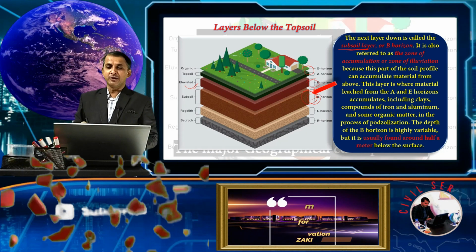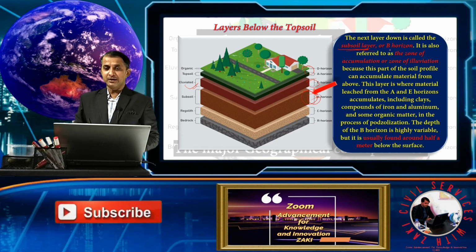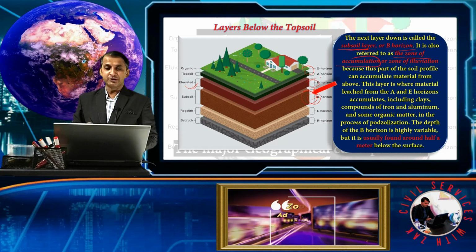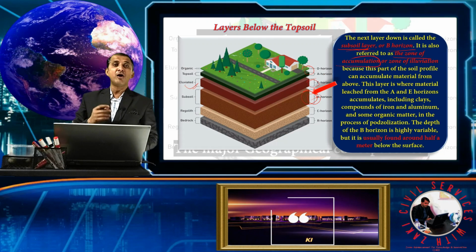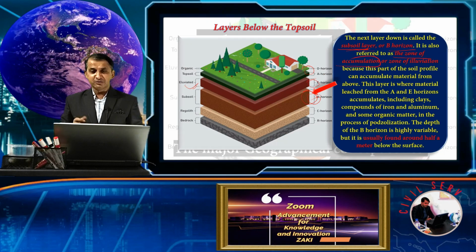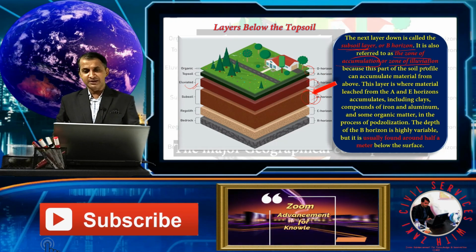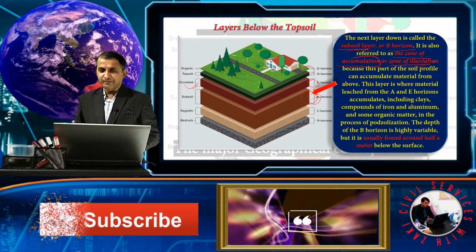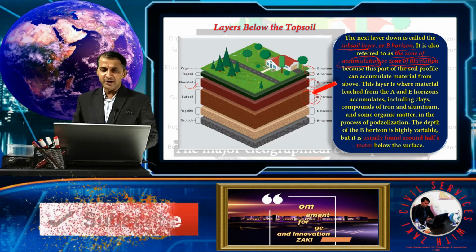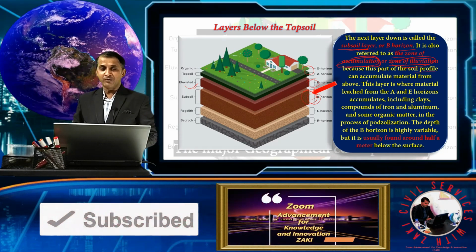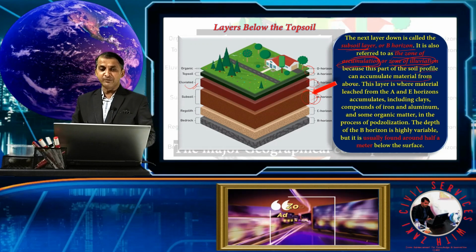The next layer down is called the subsoil layer, or B horizon. It is also referred to as the zone of accumulation and the zone of illuviation. Why? Because this part of the soil profile can accumulate material from above.